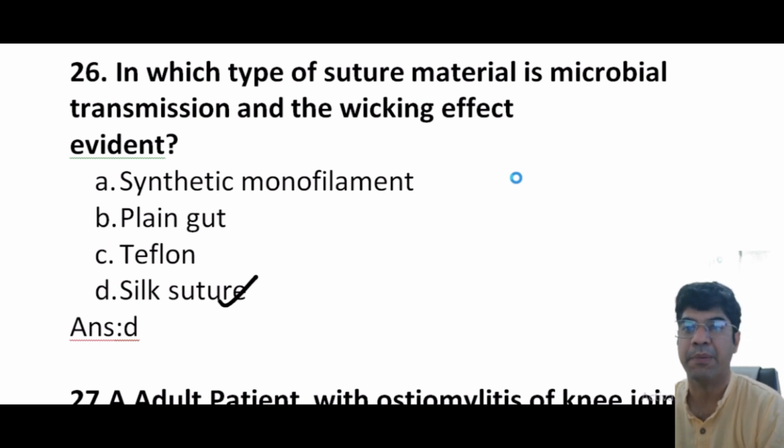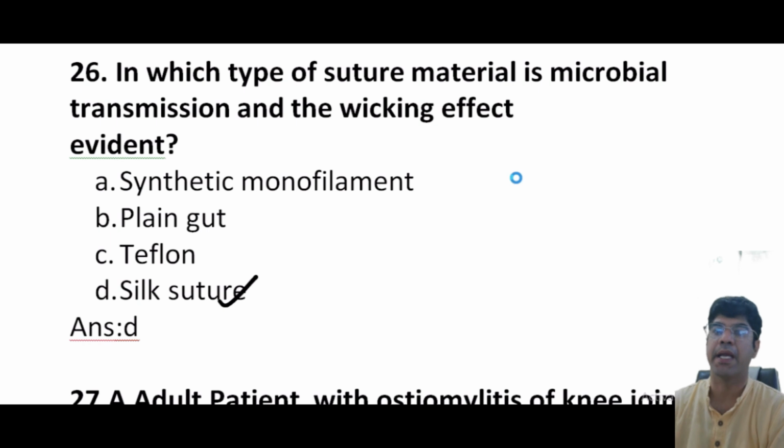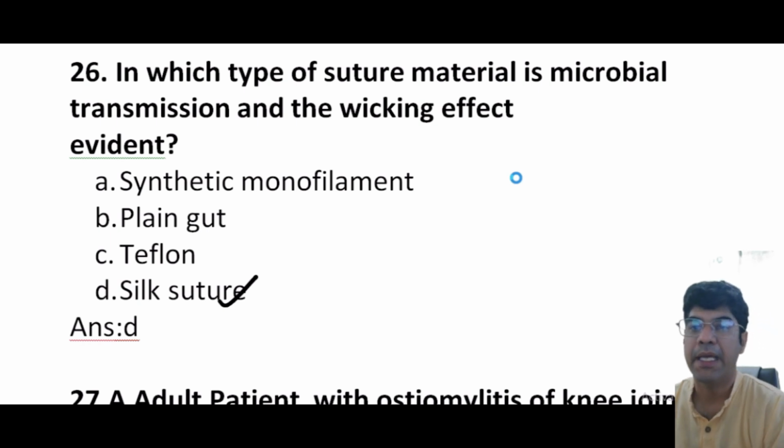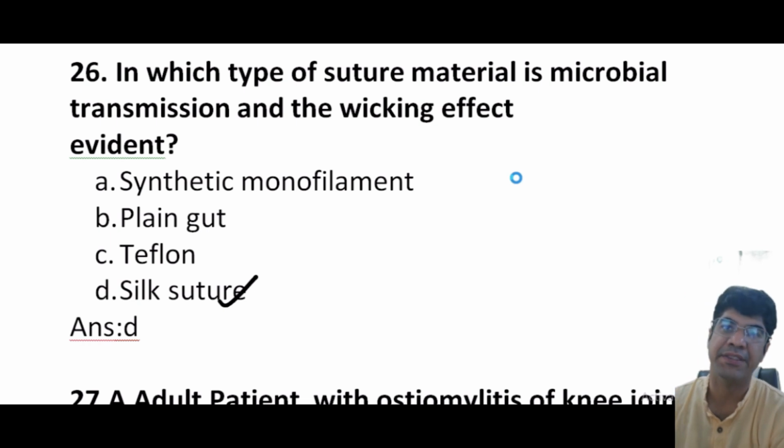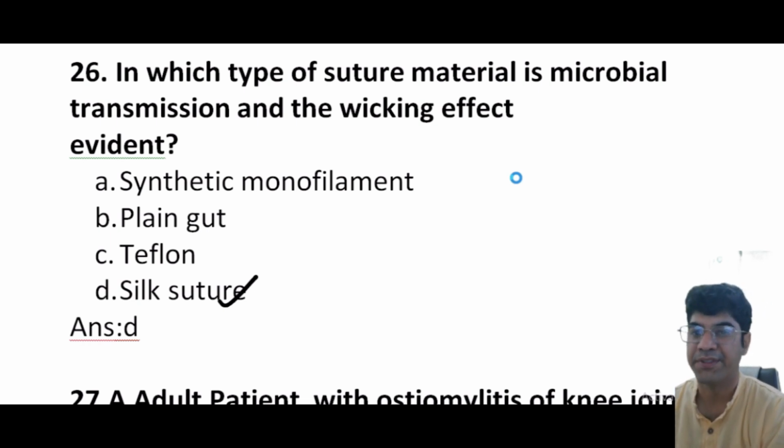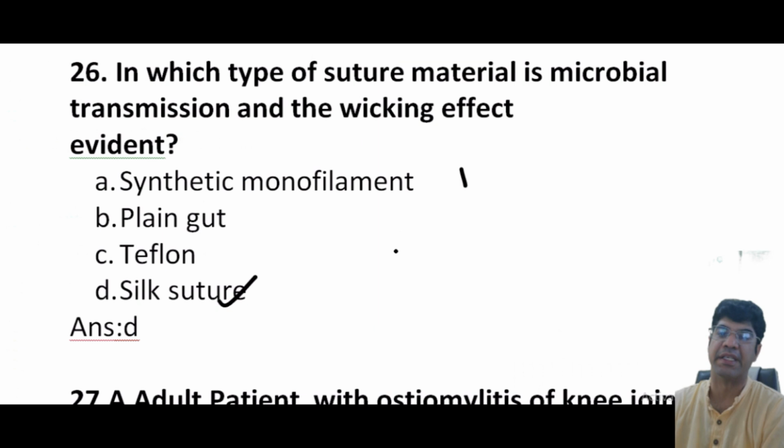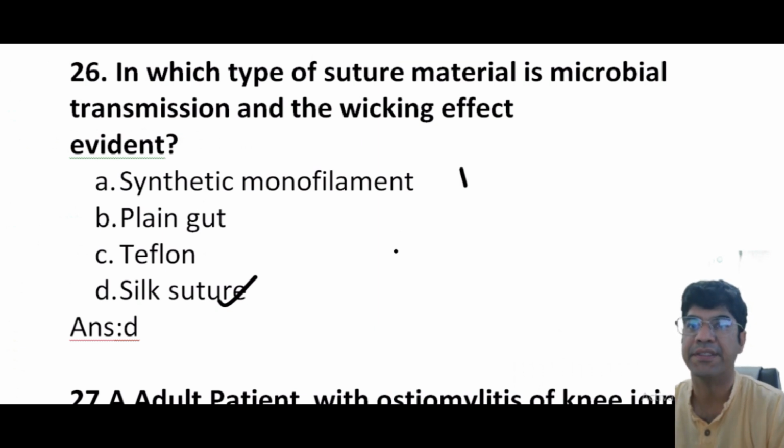The silk suture is typically braided, providing spaces between the strands where bacteria can hide and multiply, which leads to microbial transmission. Apart from that, silk has a wicking effect, potentially carrying microorganisms deep into the tissues and hence increasing the risk of infection. So it should be avoided in contaminated or dirty wounds where the infection risk is higher. So the answer is D.